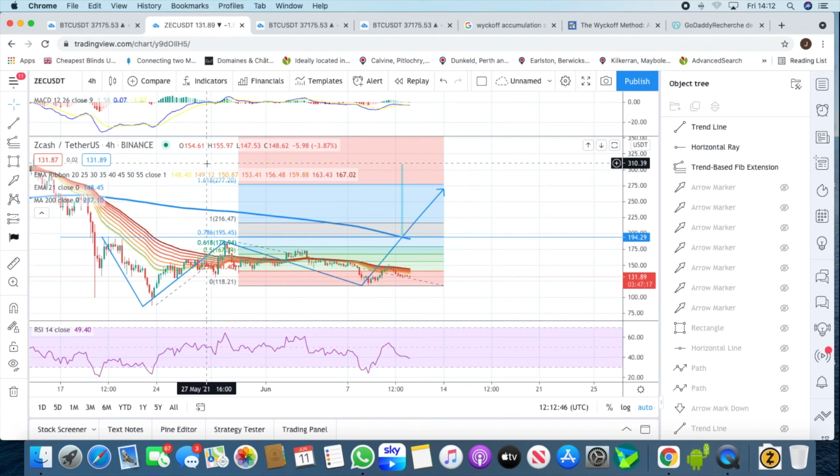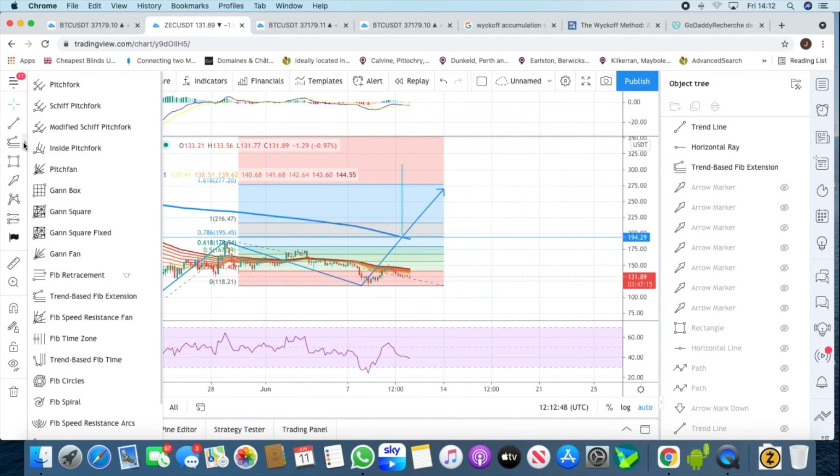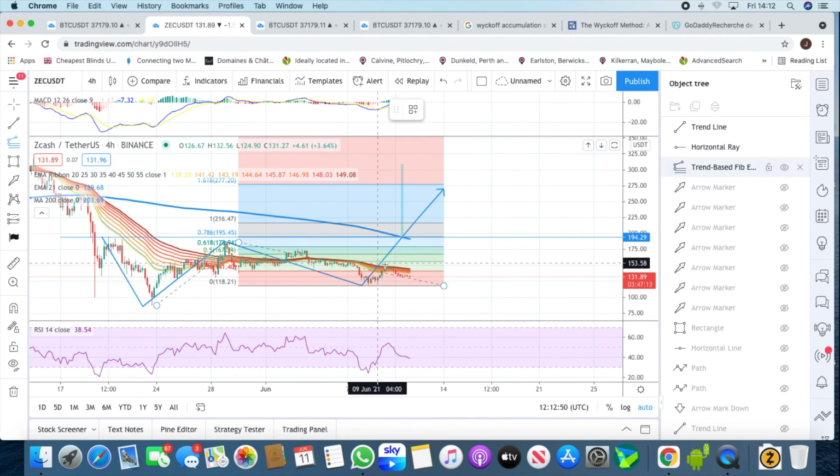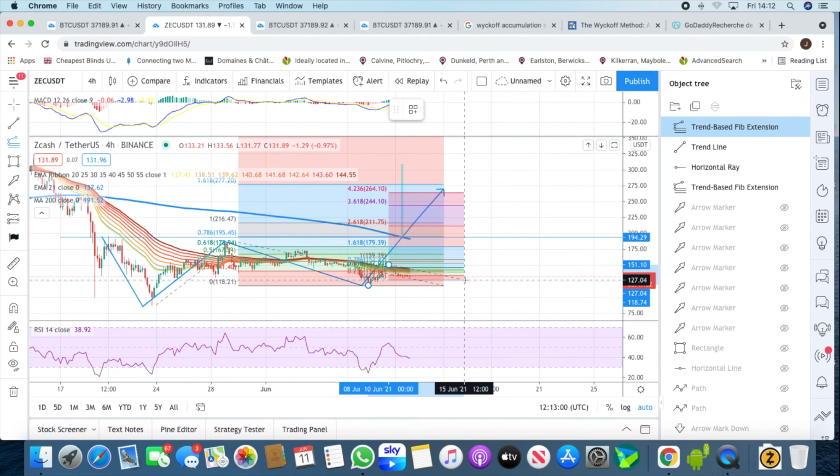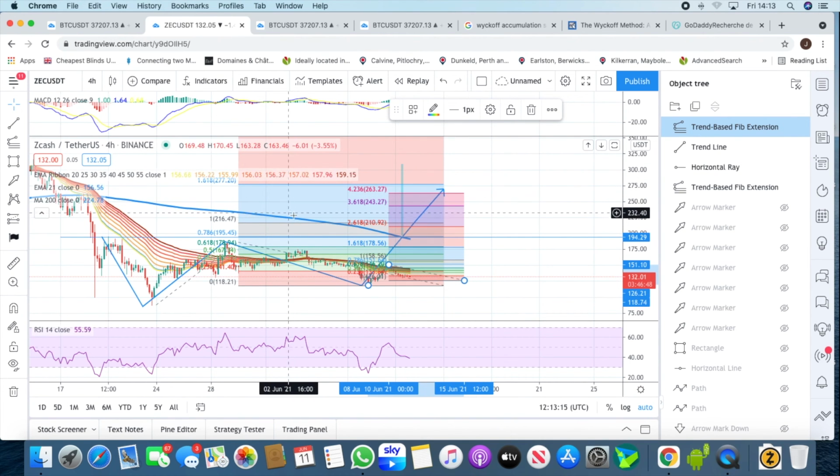So if we do the trend-based fib extension from here, we'll do the bottom. We went up to here, and let's say the bottom comes in at 127. Yeah, there. Now this will give us a target of a choice of any of these Fibonacci levels, and you can see that they're not all going to be in sync with this bigger time frame target.